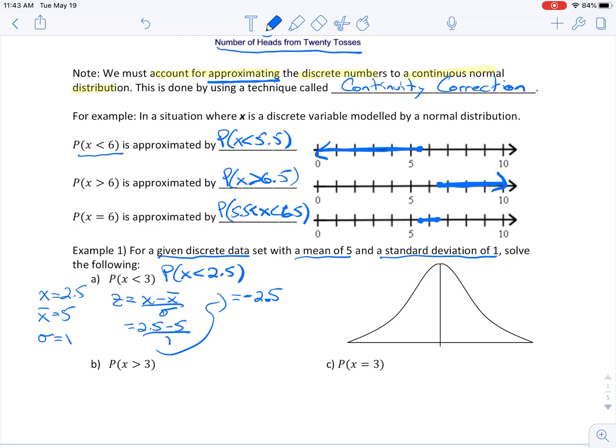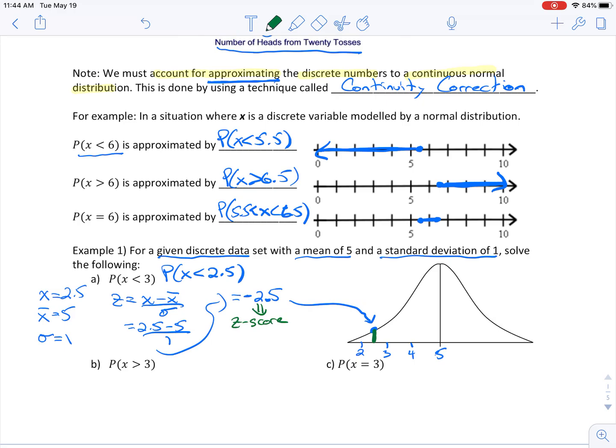And so if you imagine that on this graph here, my mean is the middle. So that's 5, 1 standard deviation, 2 standard deviations, 3 standard deviations below. Because my standard deviation is just 1, that makes these easy to calculate. So this is minus 2.5 below the mean. So that's right here. So what we can do, remember, just to relate this back to the normal distribution, is that we can use the z-score table.